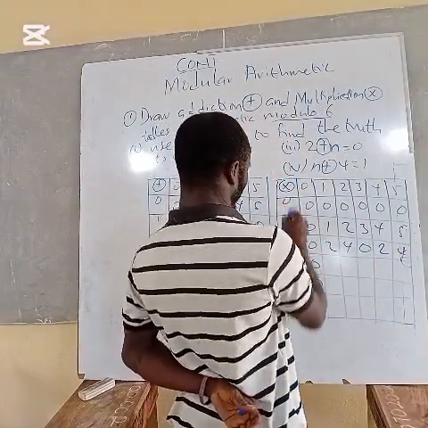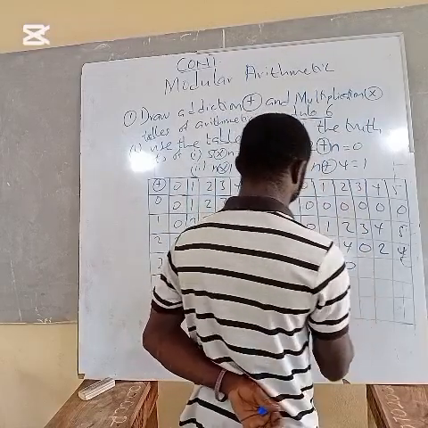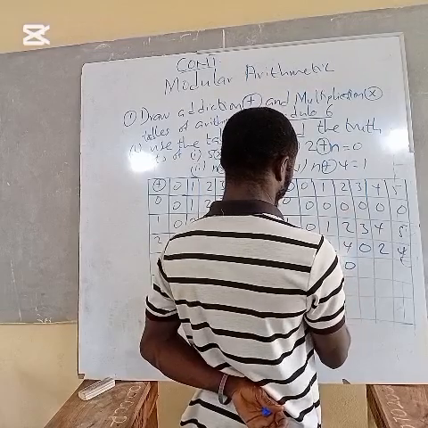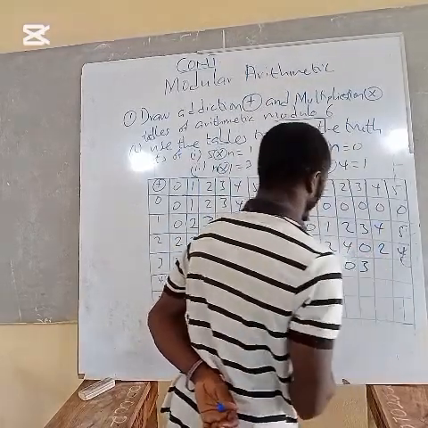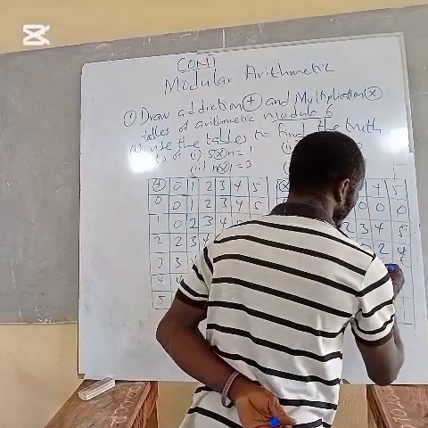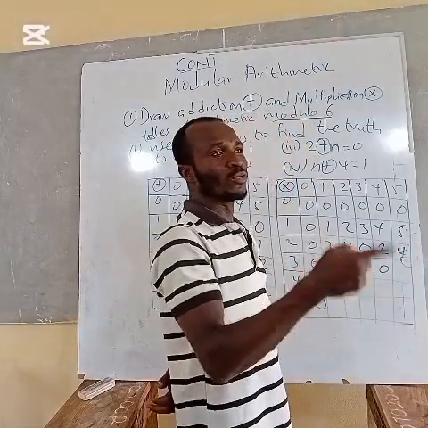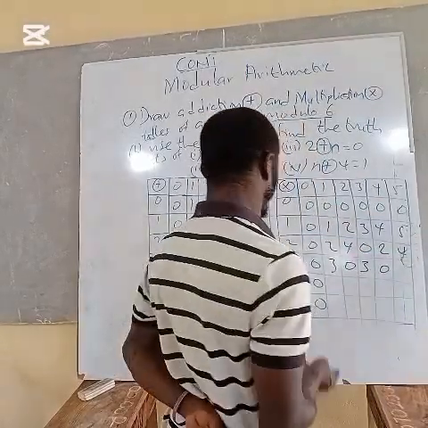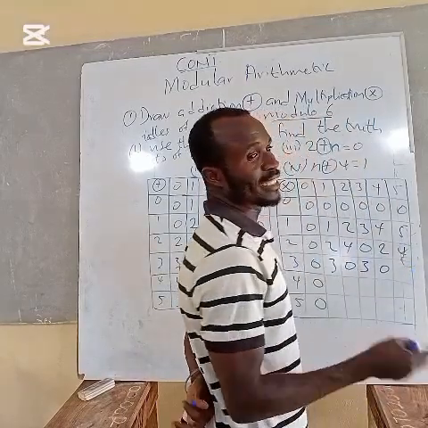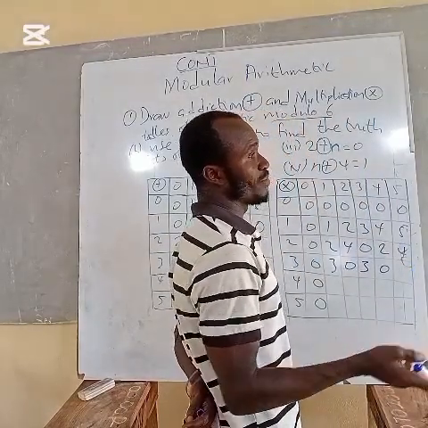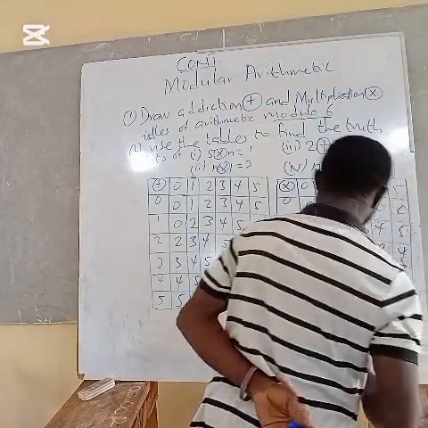Then 3 times 1 is 3. 3 times 2, 6, you write 0. 3 times 3 is 9. So you write 3 here. 3 times 4, 12. 6 going into 12 is 2 times, and the remainder, so we write 0 there. Then 3 times 5 is 15. 6 into 15 goes 2 times, remainder 3.